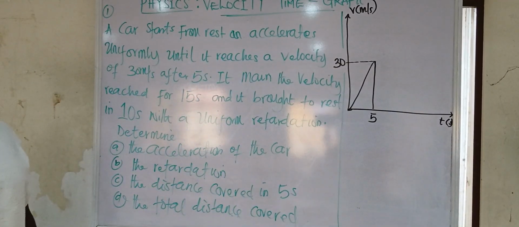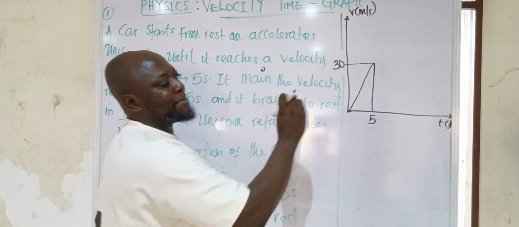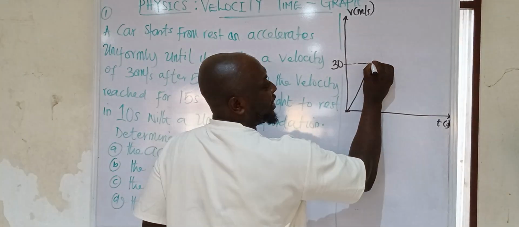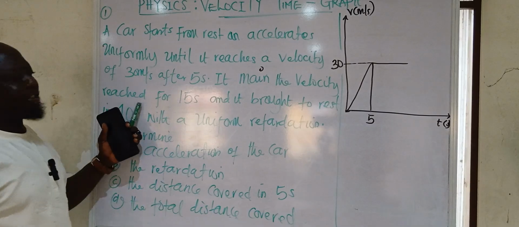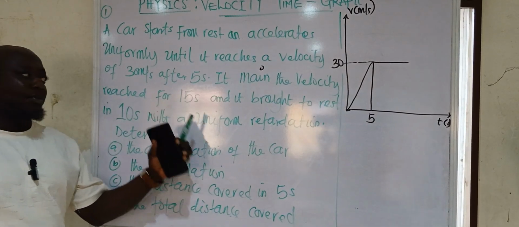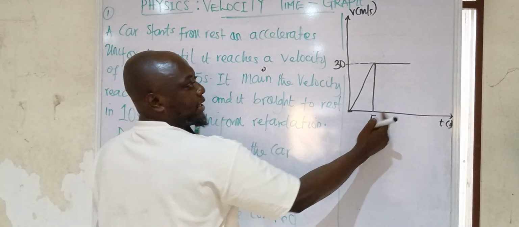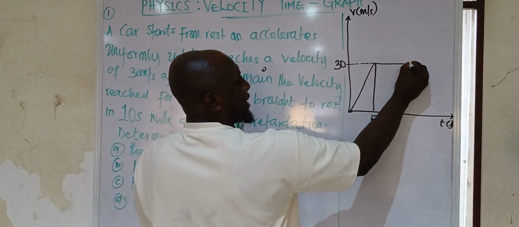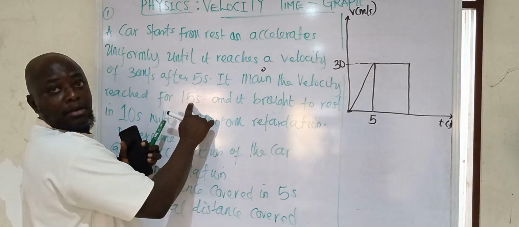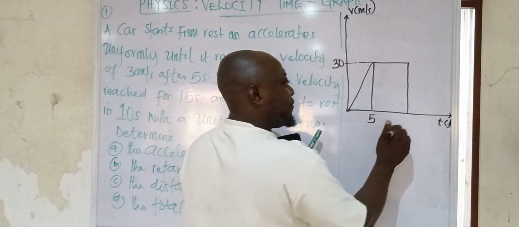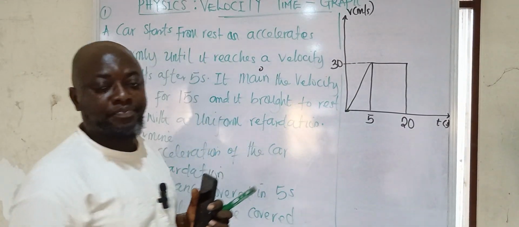Full stop. They say it maintains the velocity. Whenever you hear maintain the velocity, it's the same as constant speed. And I told you that it goes like this. That's the direction. And it reaches for 15 seconds. I'm not going to write it as 15 seconds like this, but adding it to this, because time is added. So 15 plus this 5 will give us 20. So this is what I'm having here.